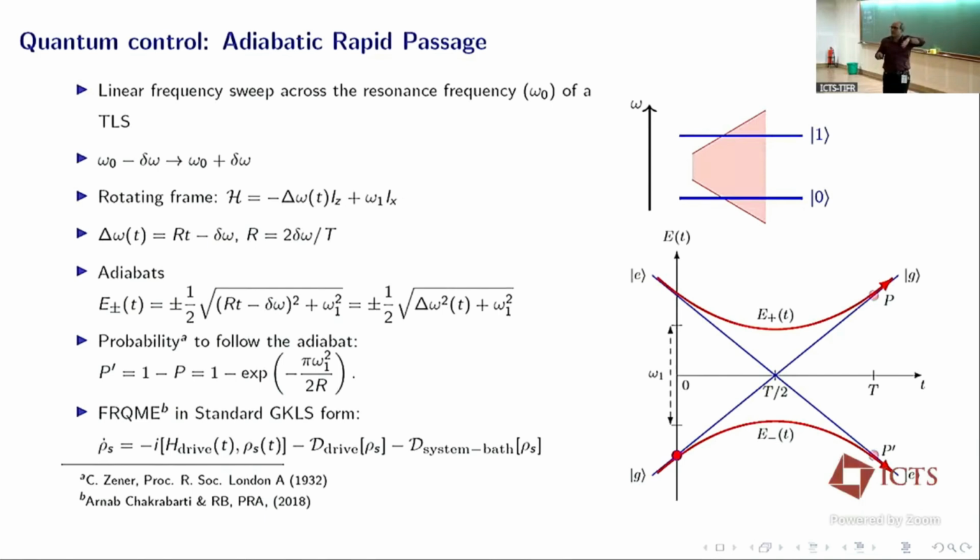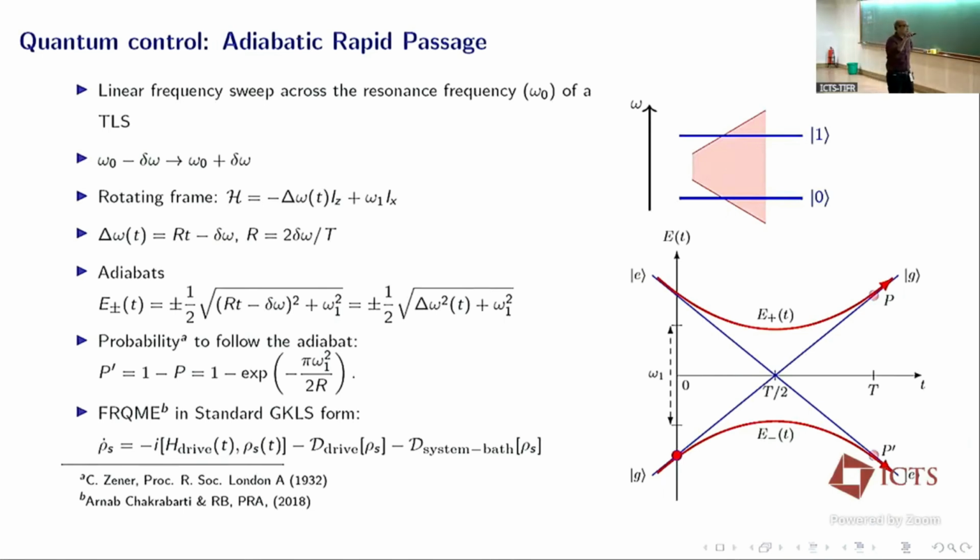It's a very standard method. And this leakage rate was calculated by Landau and later by Clarence Zener. So the Landau-Zener transition is from one adiabat to another adiabat, and it is given by exponential of minus pi omega squared by twice r. So omega 1 is the amplitude of the sweep, and r is the sweep rate. It's a linear sweep.